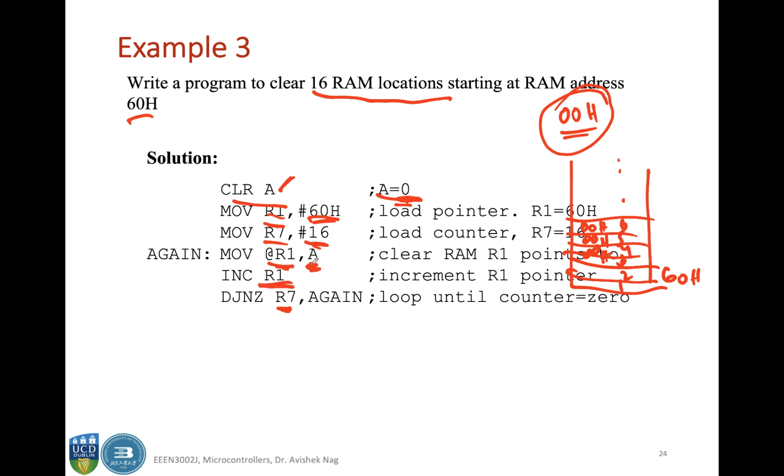Sorry, you are moving 00 to the address pointed by R1, and then you are incrementing R1 so that R1 points to the next address, which is this address, and then you are repeating this operation until your R7 goes to 0. So you are essentially repeating it 16 times, and all these locations will be copied with this number 00, which is nothing but clearing the locations here.